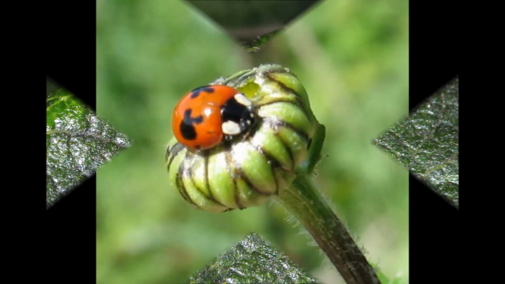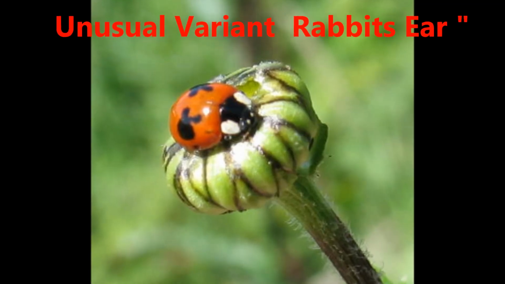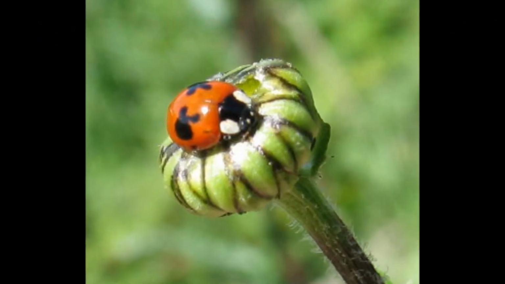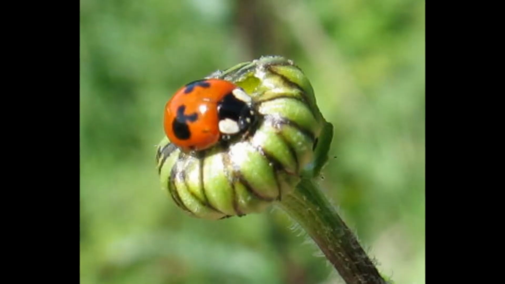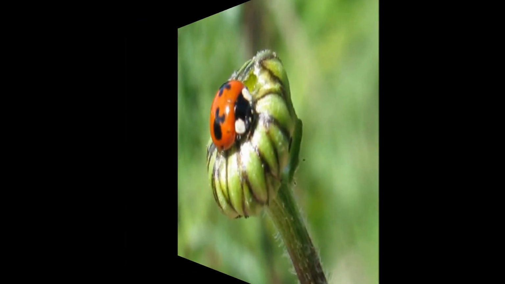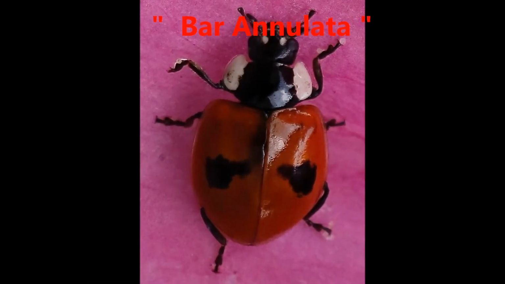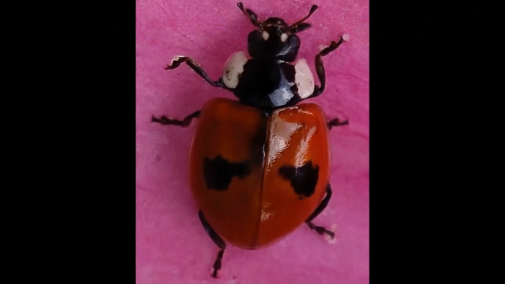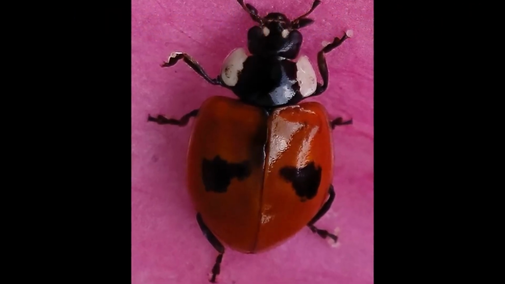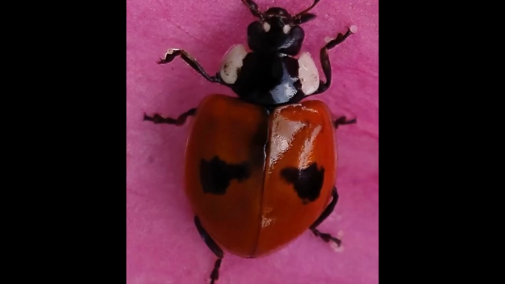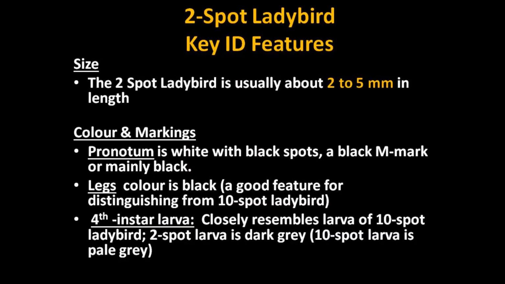Next time you're out birdwatching, look for variations to the common theme. In this image we see the rare variant, and in the second image we see a variation known as annulata. This slide highlights a few key ID points, notably the size, the black legs and ventral underside, and the form of the larvae, if found.